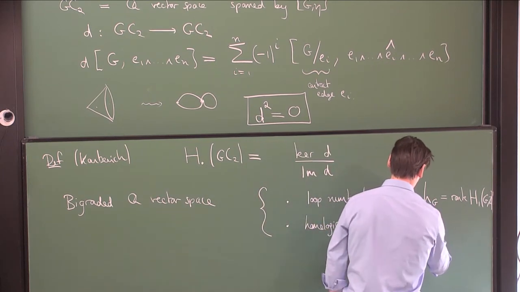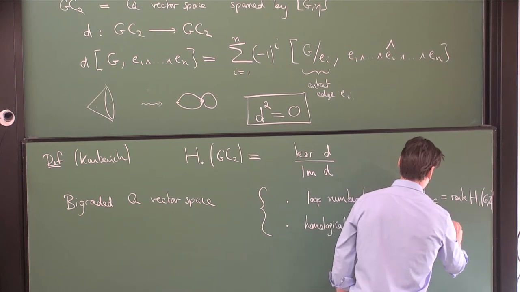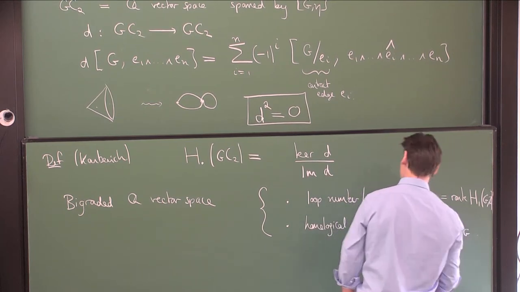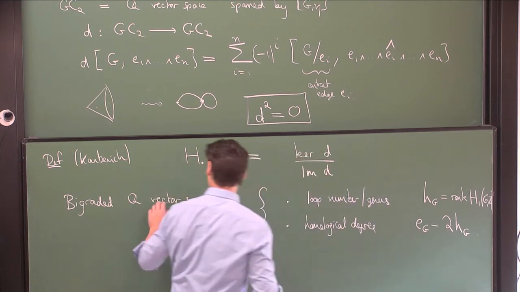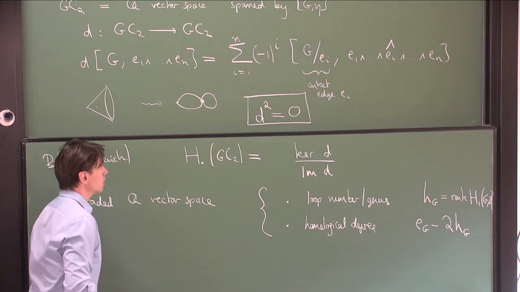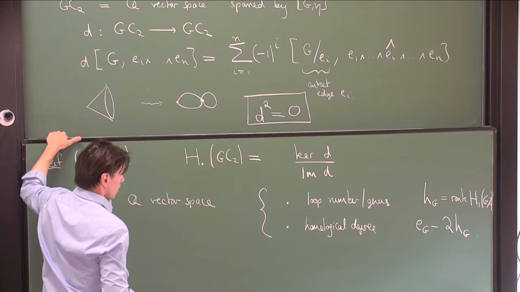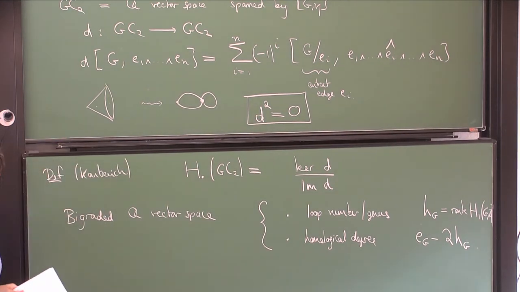Which is the number of edges minus twice the number of loops. And the two here is related to this two. For instance, this graph is zero, right? This graph is zero on the graph complex, yes. It was an example of contraction.